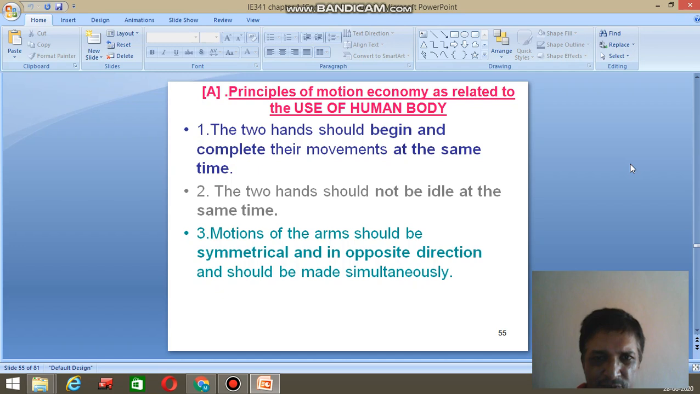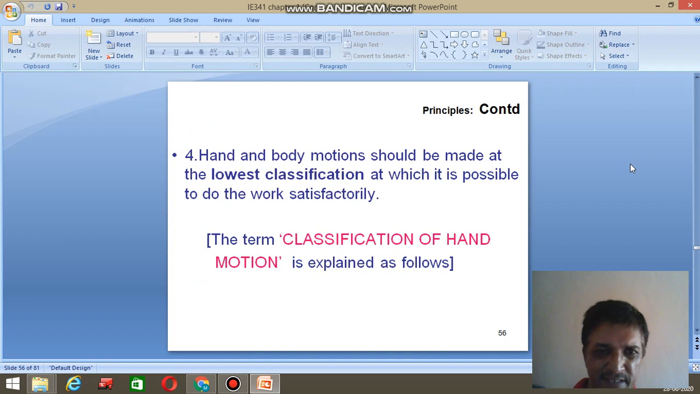Now let us see first the use of human body. So the two hands must begin and complete their movements at the same time. These are the various principles. The two hands must not idle at the same time, and the motions of the arms should be symmetrical and in opposite directions and should be made simultaneously. Hands and body motions should be made at the lowest classification at which it is possible to do the work satisfactorily.